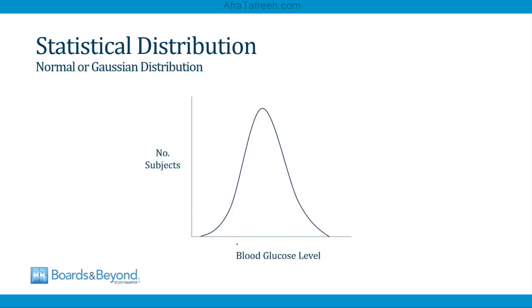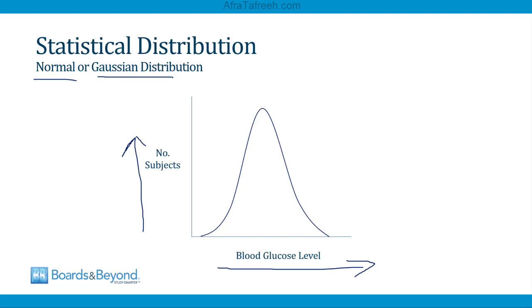If we then made a graph of blood glucose level along the x-axis and the number of subjects that had each value for blood glucose level, we would get a distribution that looks like this. And this is called a normal or Gaussian distribution. And normal distributions like this are very common for natural phenomena. You can see it for blood glucose level.